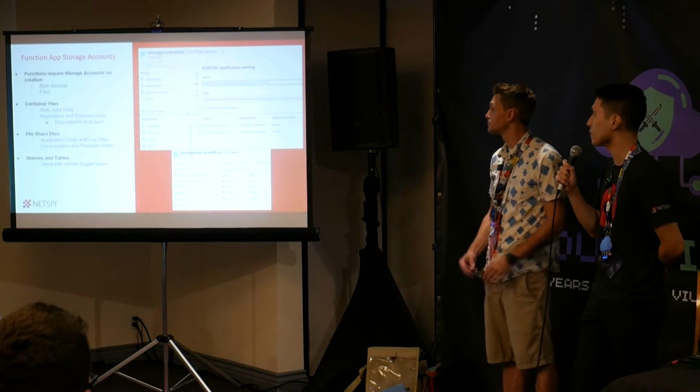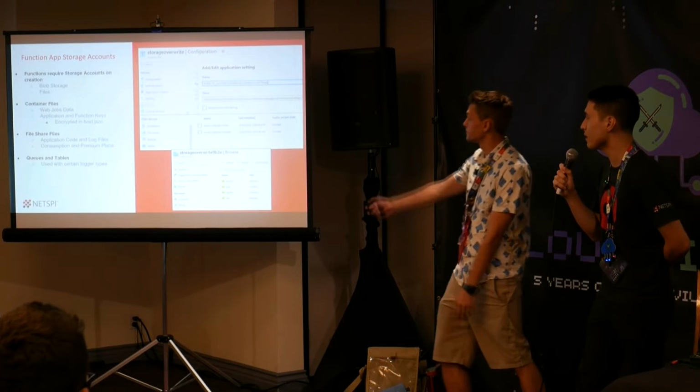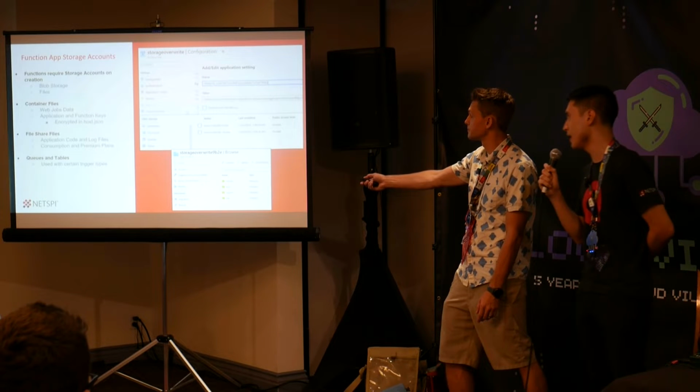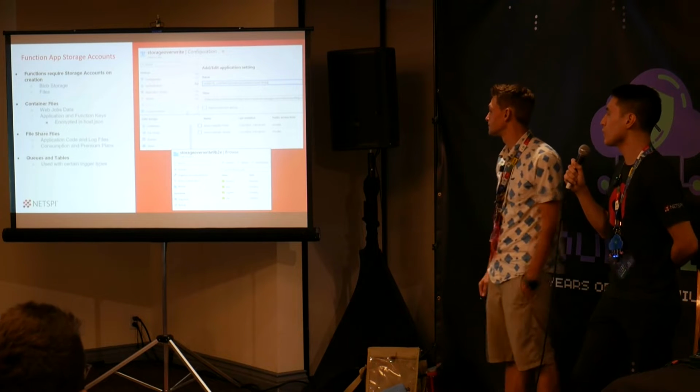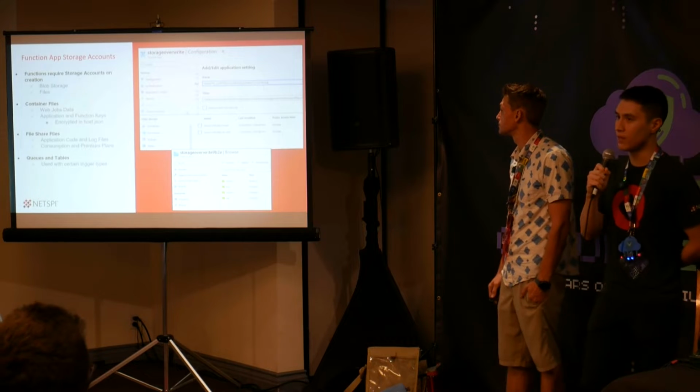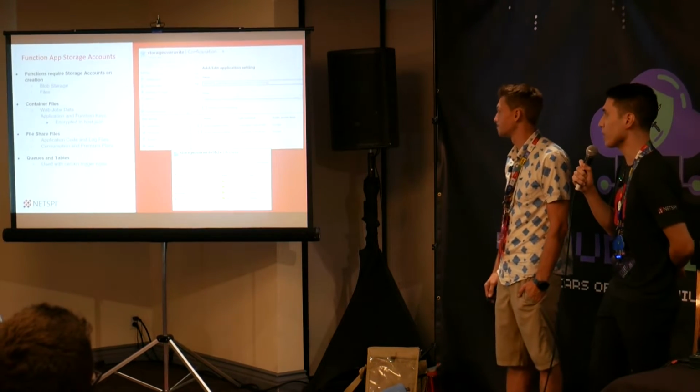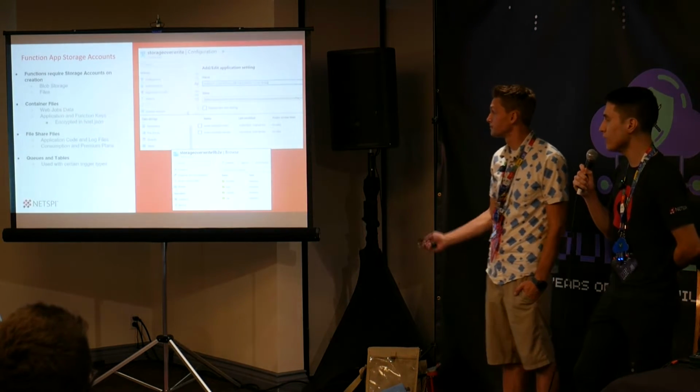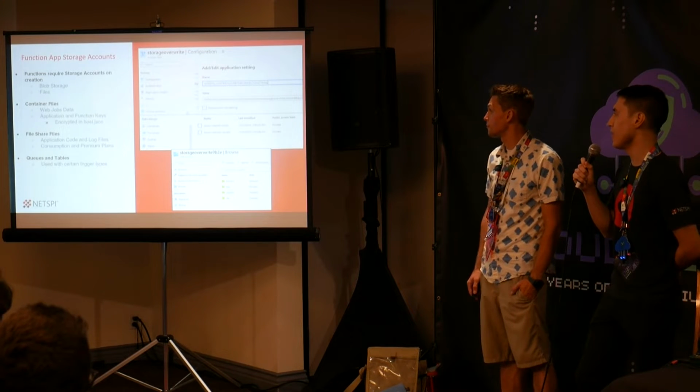So if you take a look at the screenshot over there, you'll see two containers, Azure Web Jobs hosts and Azure Web Jobs secrets. Azure Web Jobs secrets is where that host.json file lives, and that's what we're really going to be getting into here. And then the other thing that's interesting is file share files.